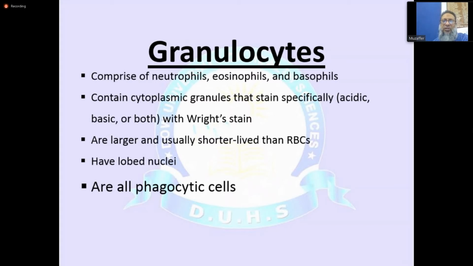If you recall, the red blood cells, their size ranges from 7 to 8 micrometer in diameter, but these are a little bit greater than 8, about 9 to 10, 12, up to 15 micrometer. So they are larger in size and have lobed nuclei, while the RBC have no nucleus inside.